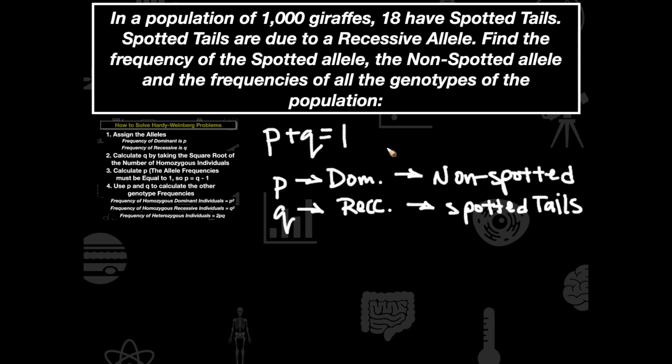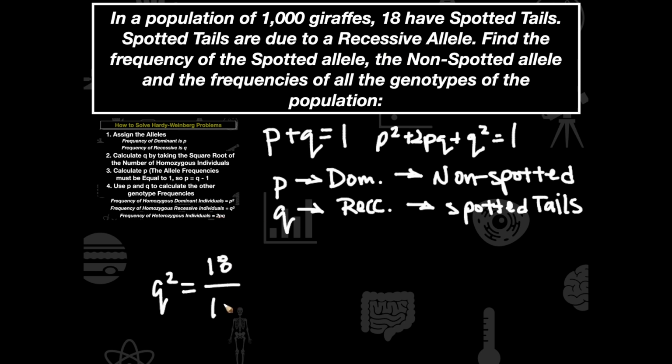So remember our equation is p squared plus 2pq plus q squared is equal to 1. But we need to identify what q is before we can figure out any of the other genotypes. So q squared is going to be equal to 18 divided by 1,000. And remember, we're solving for q by itself. So we do 18 divided by 1,000, that's going to give us 0.018, and then we're going to have to take the square root of that.